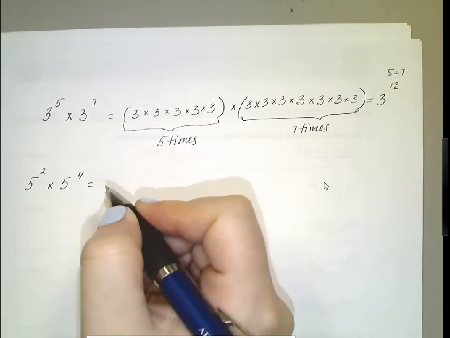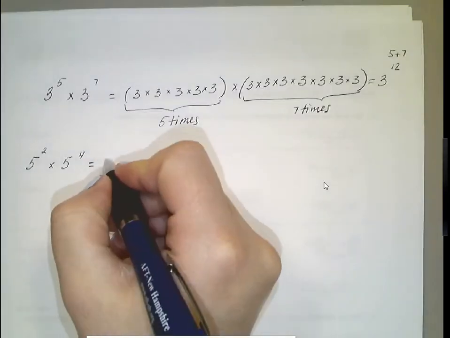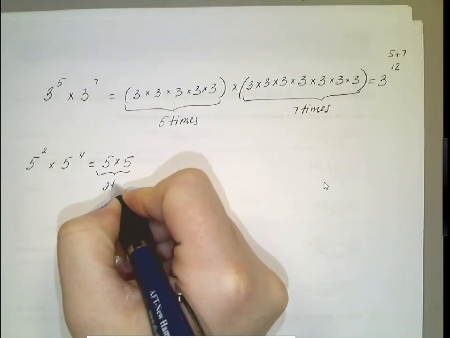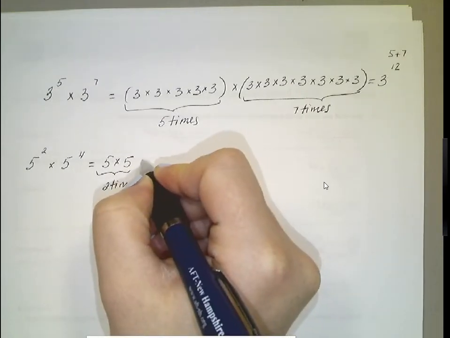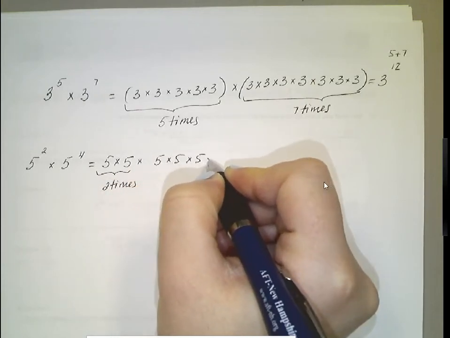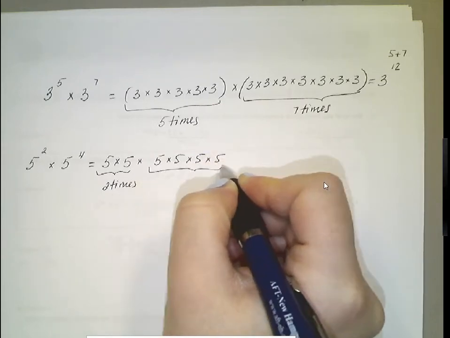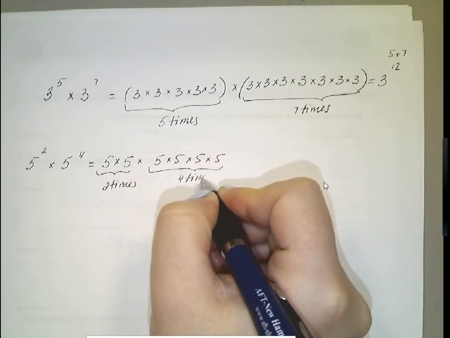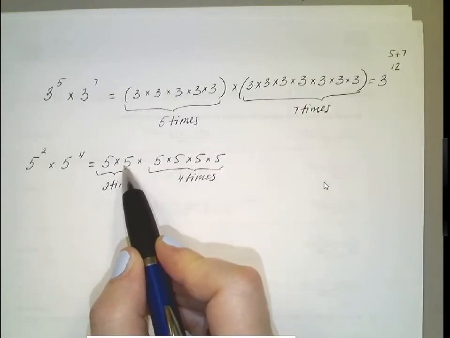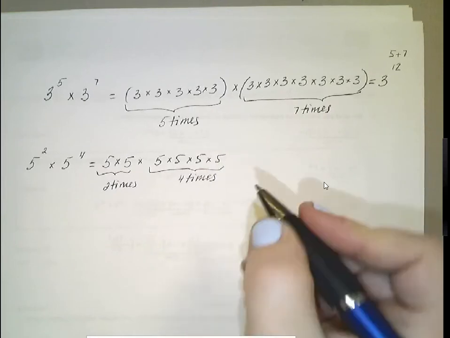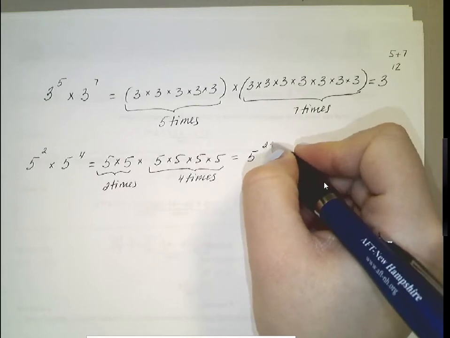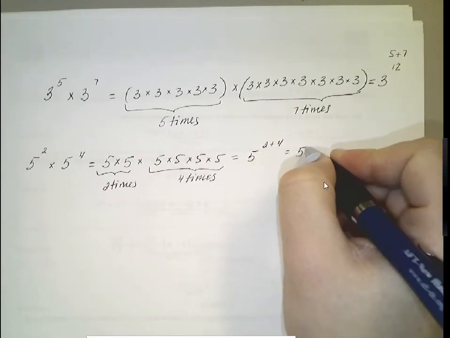Okay, so let's see if that works here as well. I have 5 times 5, 2 times, and I have times 5 times 5 times 5 times 5, and that is 4 times. I'm taking the same number and multiplying by itself 1, 2, 3, 4, 5, 6 times, right? So that really is 5 to the power of 2 plus 4, which is 5 to the 6th power, isn't it?